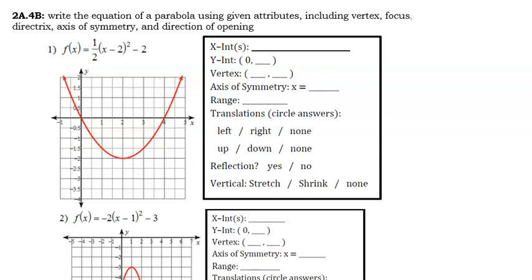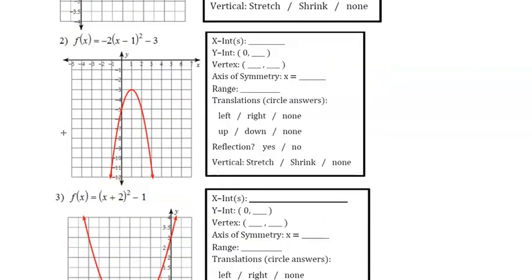This video will talk about the Algebra 2 topic 4b. Write the equation of a parabola using given attributes, including vertex, focus, directrix, axis of symmetry, and direction of opening. Let's go ahead and do number 2 together on here.